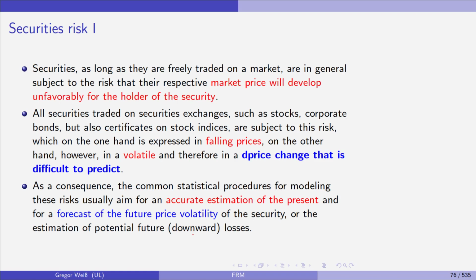Okay. Next, we have securities and securities risk. That's usually what we mean by market risk, because especially financial institutions will buy and sell stocks, bonds, financial contracts, financial securities, and then this is securities risk. Every time you buy or sell a security and the respective market price develops unfavorably for the holder of the security, you have security risk.